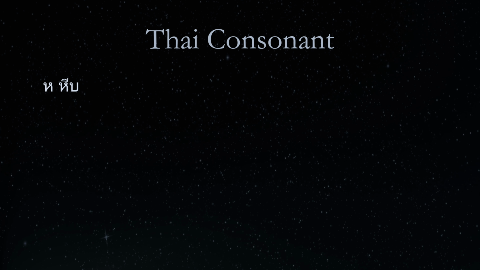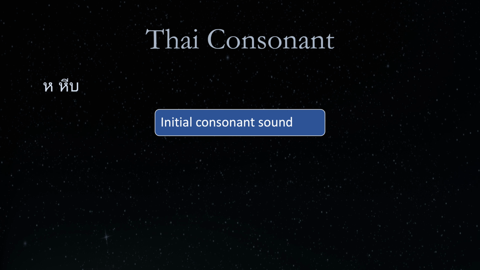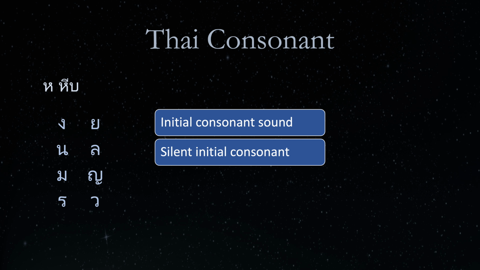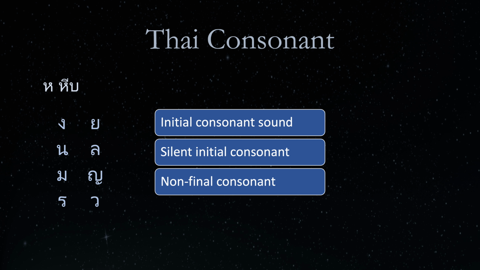The Thai consonant H sounds like an H at the beginning of a syllable. When H is however immediately followed by any of these leading consonants, H is a silent initial consonant. H does not occur as a final consonant. The accompanying word heap means wooden box or chest.